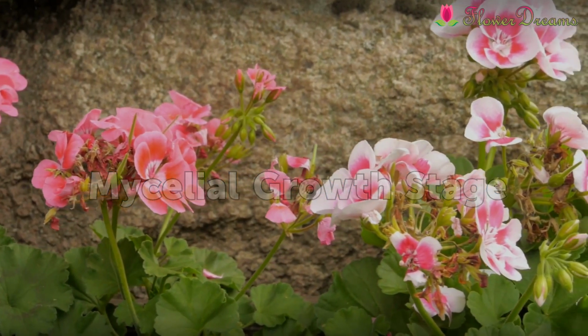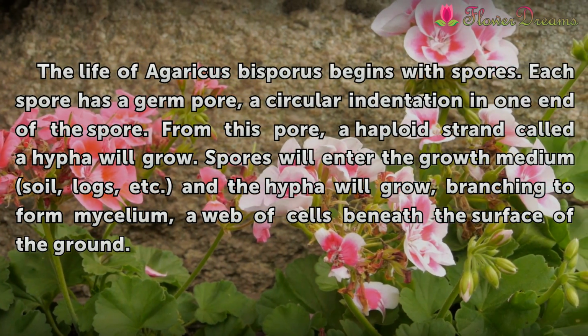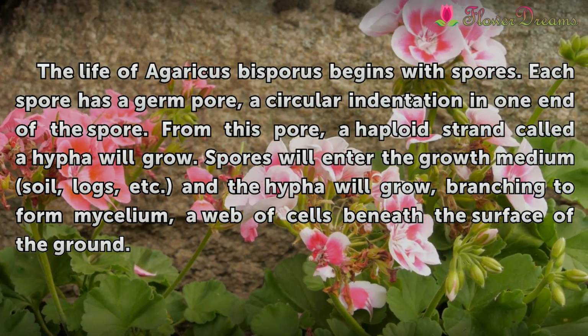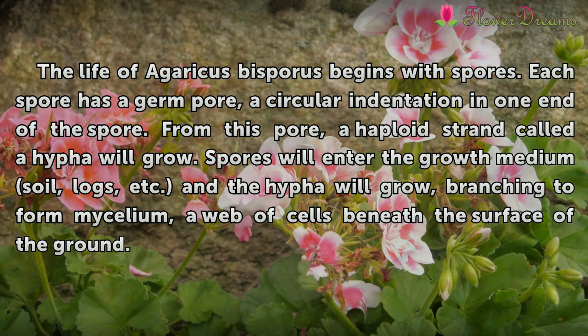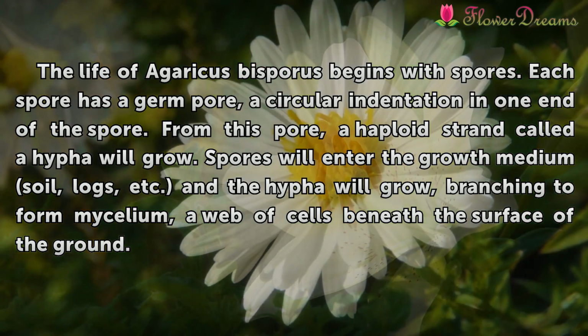Mycelial growth stage. The life of Agaricus bisporus begins with spores. Each spore has a germ pore, a circular indentation in one end of the spore. From this pore, a haploid strand called a hypha will grow. Spores will enter the growth medium, soil, logs, etc., and the hypha will grow, branching to form mycelium, a web of cells beneath the surface of the ground.